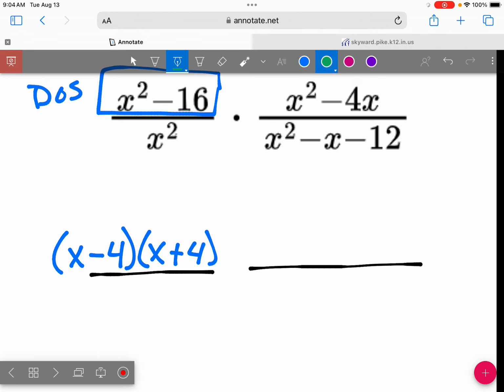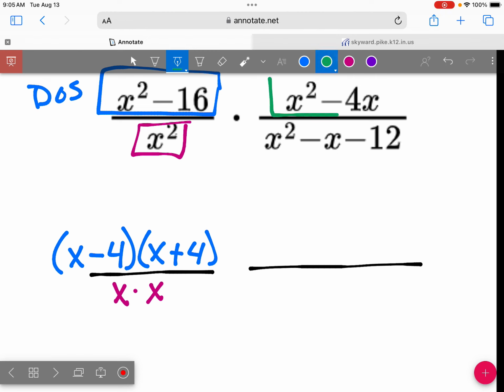This bottom one on that fraction, can I do anything to simplify this? I mean, you could put it as x times x if it really helps you. Totally fine. You don't have to do that, but you can.